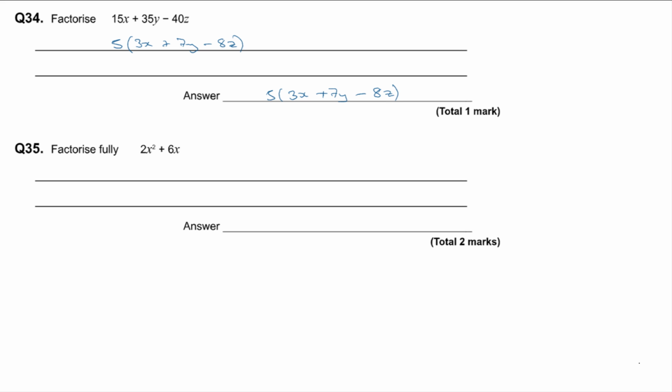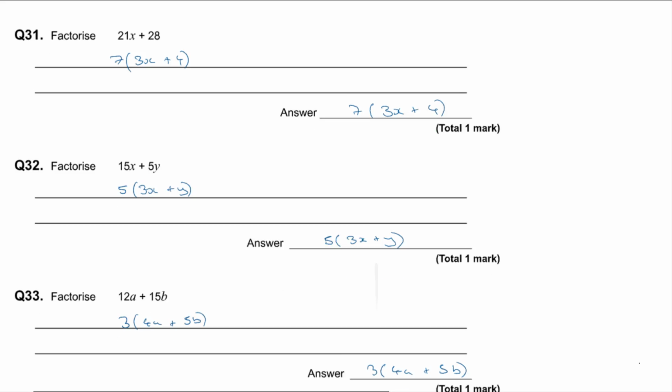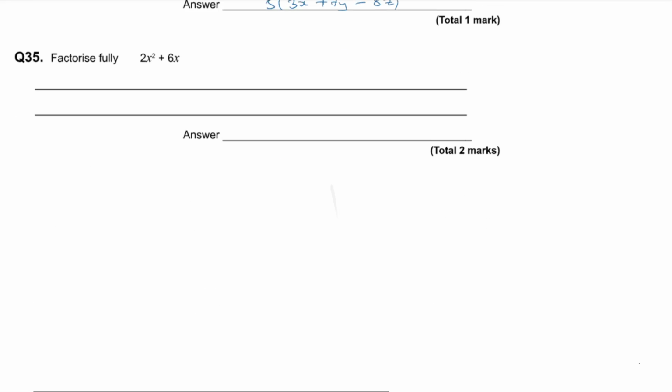Question 35, factorize fully. Now note the change of wording all the way through. This was factorise, factorise, factorise, factorise, and now suddenly we've got factorise fully. This is a dead giveaway that there is more than one factor. If you see factorise fully, 999 times out of 1,000 it indicates that there are two factors that you need to pull out.